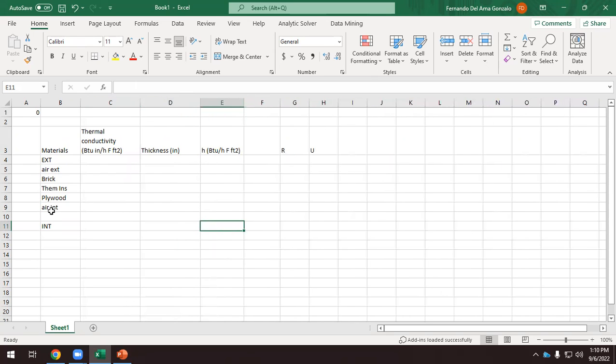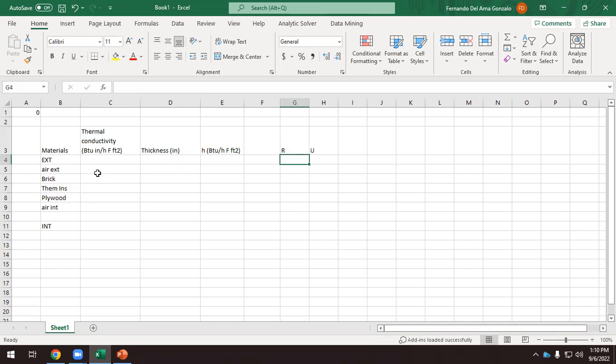We need the material, the thermal conductivity of the material, and the thickness of that material, and for the air layer, we are going to use the H coefficient. So we don't have thermal conductivity when we have air, and we don't have H when we have solid materials. Okay, but we need all these. And finally, we need the R value.